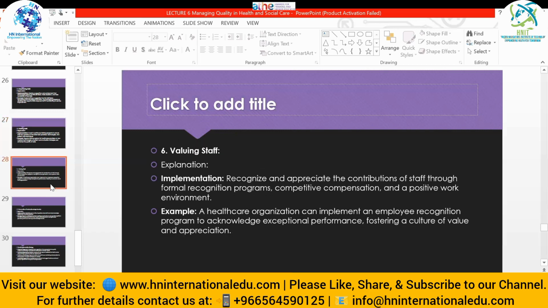Valuing the staff. Recognize and appreciate the contributions of staff through formal recognition programs, competitive compensation, and a positive work environment. For example, a healthcare organization can implement an employee recognition program to acknowledge exceptional performance, fostering a culture of value and appreciation.